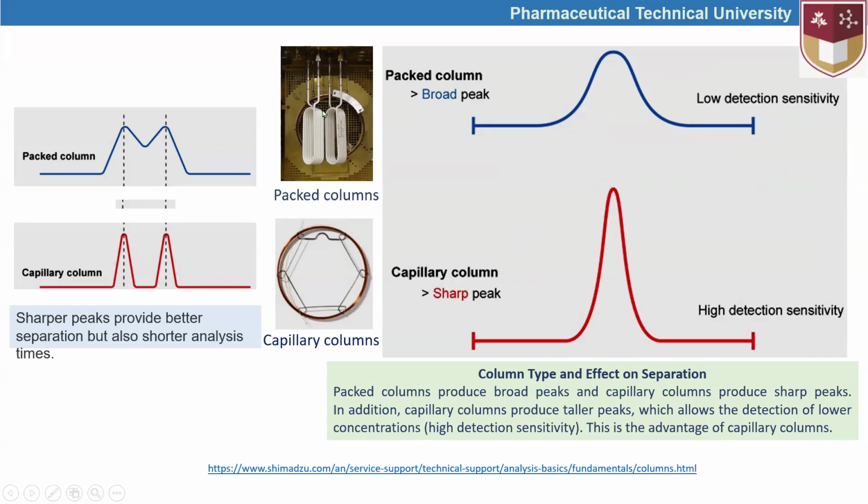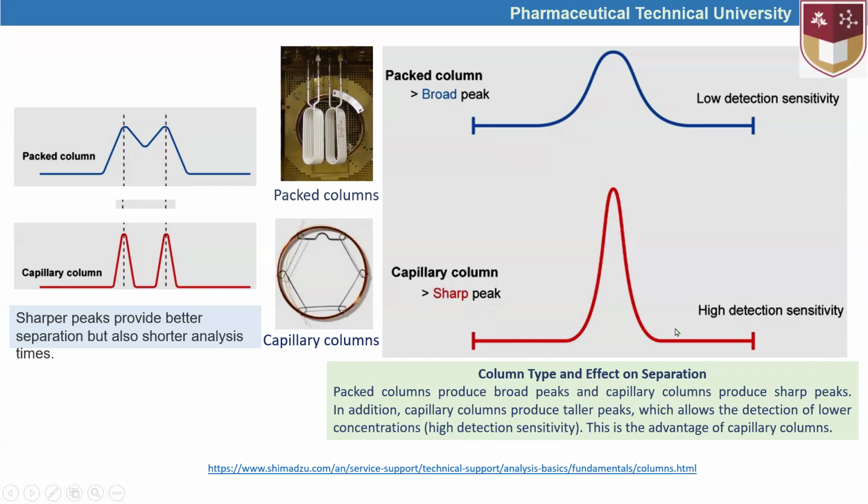The maximum length of a packed column is up to 5 meters, and in most common practice, the capillary column is around 30 meters. We can observe not fully separated peaks of compounds in packed columns, and fully separated fractions in capillary columns. In packed columns, we can observe broad peaks, and sharp peaks are observed in capillary columns.